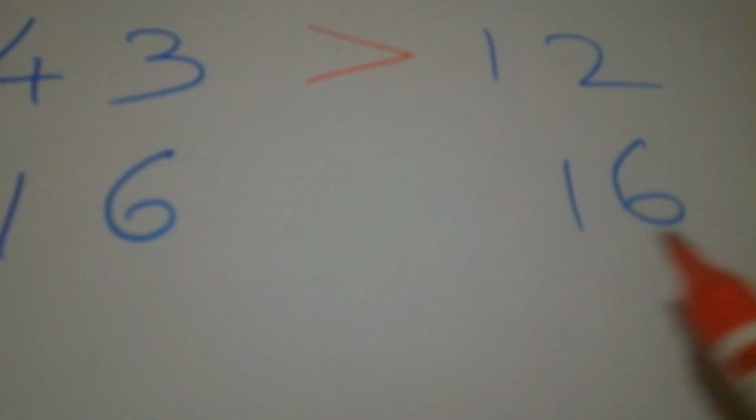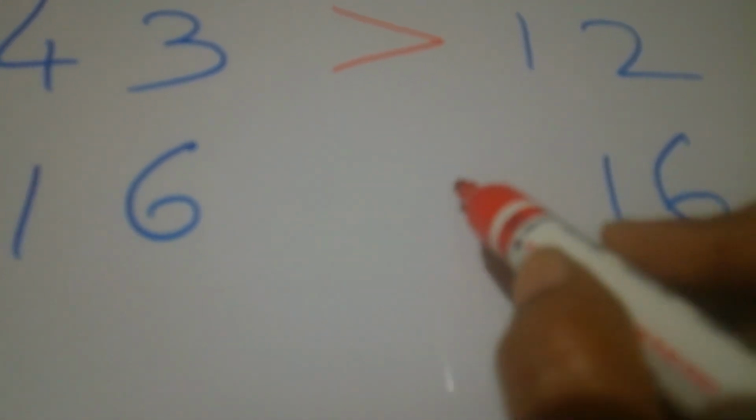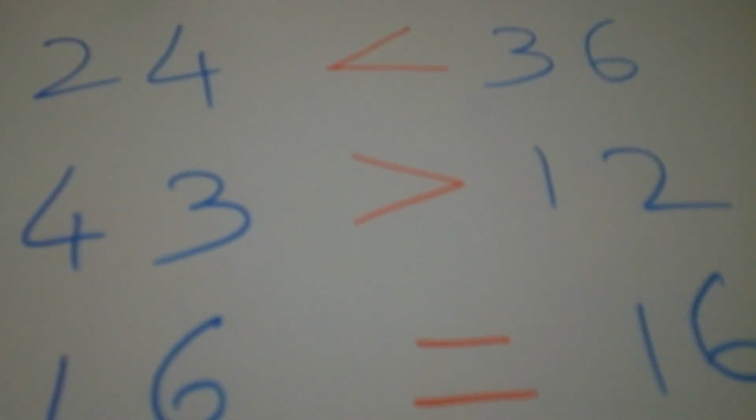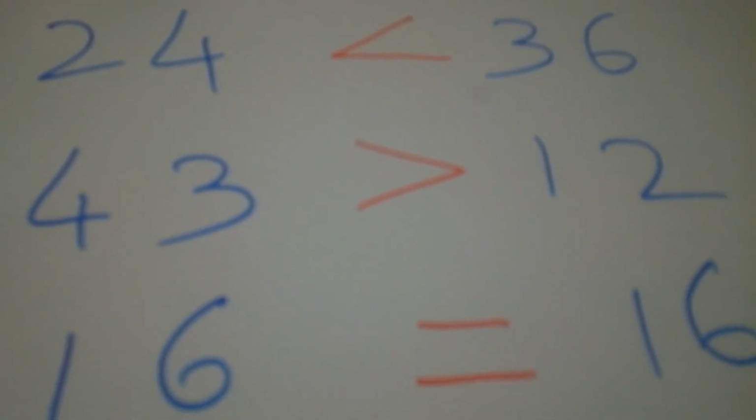Now if you see this number, here we have 16 and 16. So both are the same numbers. So what is the symbol we place here? Equal to. So in this way we use the symbols to compare the numbers.